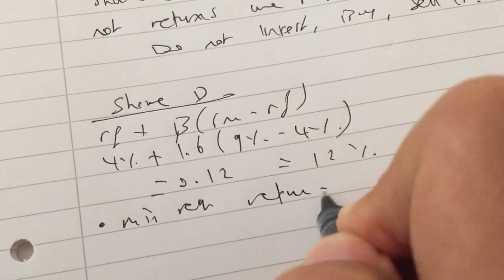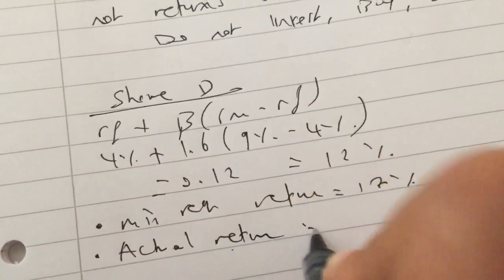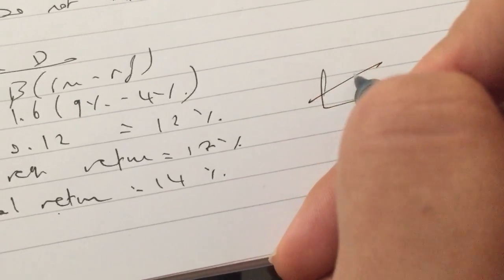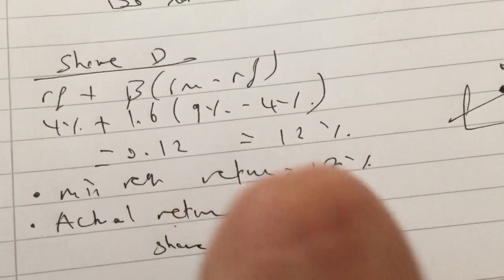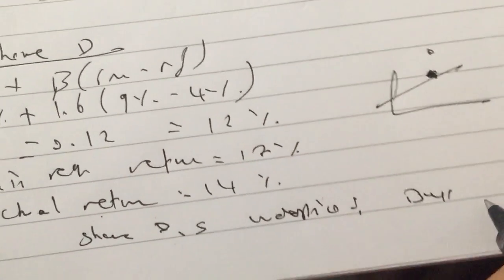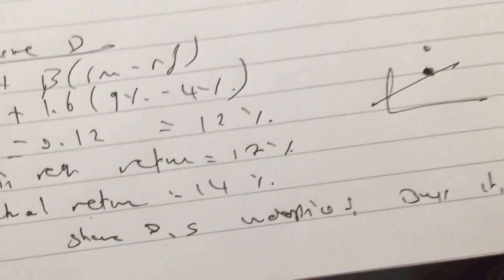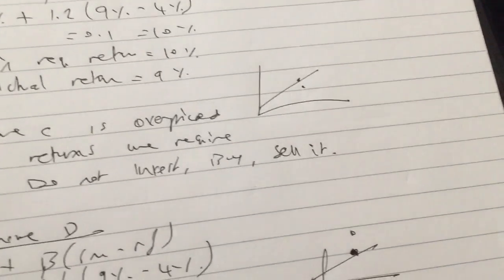So we've worked out that the minimum required return equals 12%. For share D, the actual return equals 14%. So again, if we're looking at it on the graph, we're supposed to be getting 12 on the line, and we're getting 14. We're getting higher than the line, so it means share D is underpriced. So we should buy it, invest in it. The price is going to increase, and it's a good idea.